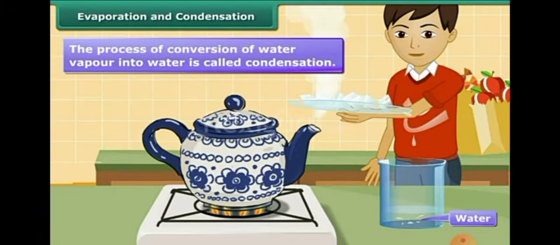So what did you understand? That the water vapor rising from the kettle while heating the water comes in contact with a cold object. The boy is holding a plate with a lot of ice on it. So that means the plate is very cold, isn't it? When the vapor comes in contact with the cold plate, the gaseous form of water becomes water droplets again. Understood? The gas converts into water again.